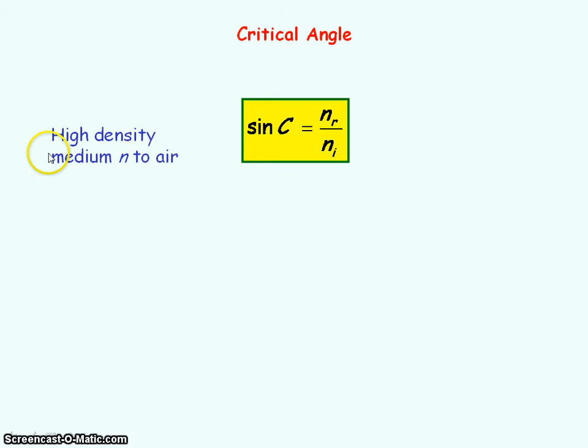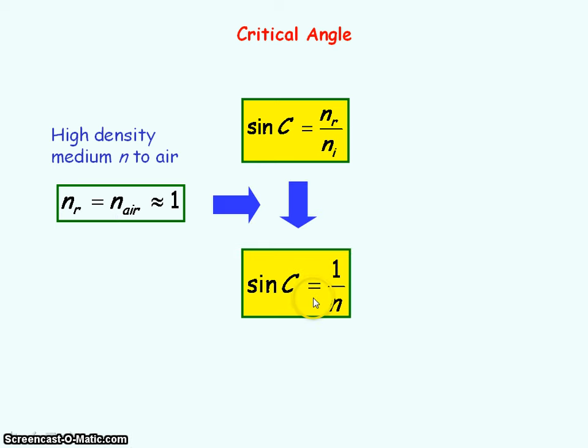If we consider the case when light is travelling from a high density medium which has a refractive index of n to air, then nr will equal the refractive index of air, which is approximately 1. So sine c will equal 1 divided by the refractive index of the medium.